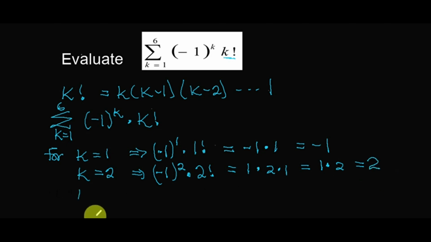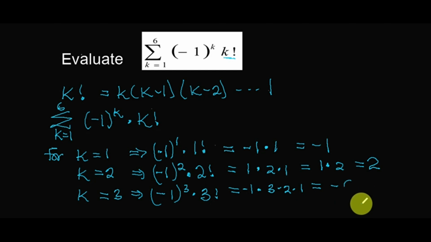Now for k equals 3, it implies that we have minus 1 raised to the power 3 multiplied by 3 factorial. So minus 1 to the power 3 will give us negative 1, multiplied by 3 factorial, which will give us 3 times 2 times 1. So let's multiply here. Minus 1 times 3 times 2 times 1 will give us minus 6.